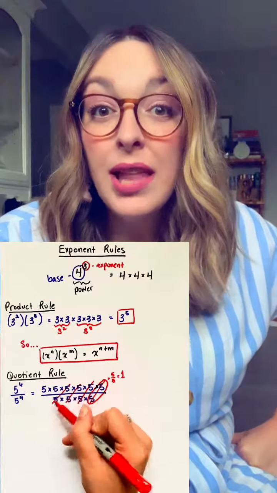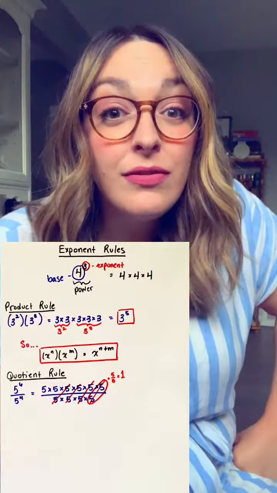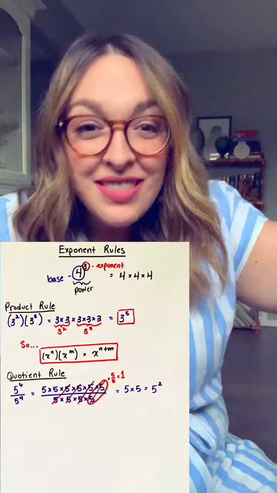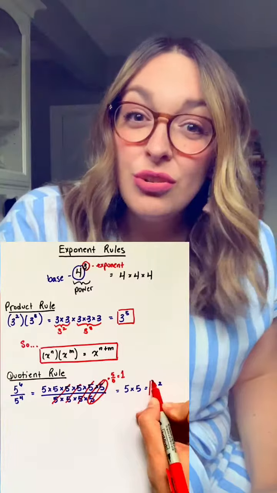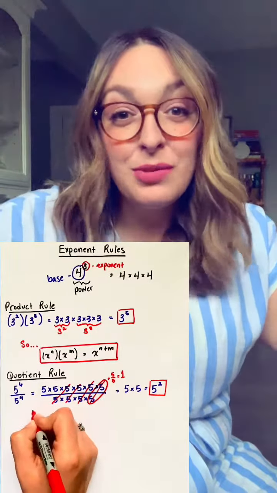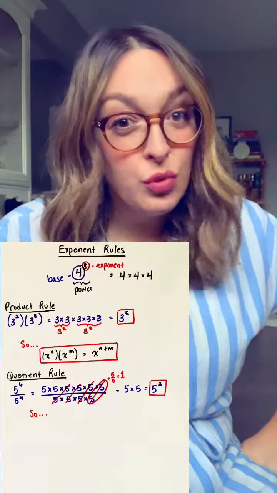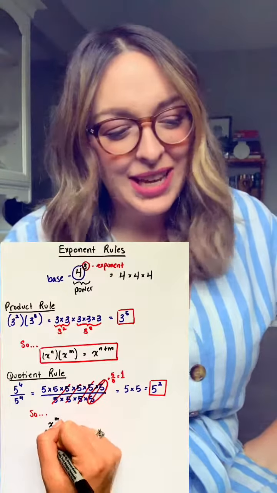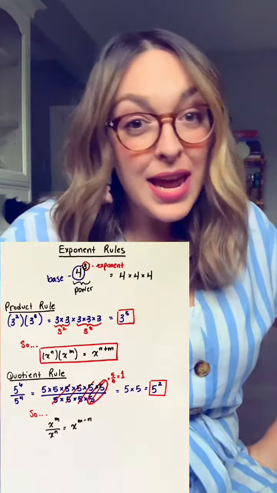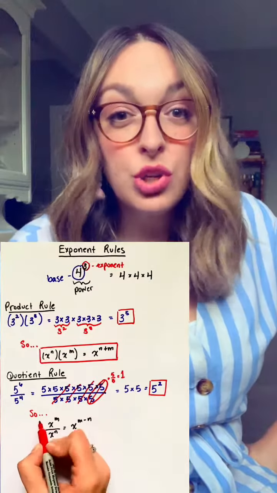What am I left with? I'm left with 5 times 5, which is 5 squared. What happened? You take the 6, you take the 4, you get a 2. Oh, I must have subtracted them. That's what you have to do with the quotient rule. So we have this nice generalization, x being any number, m being any number, n being any number that you want to choose.